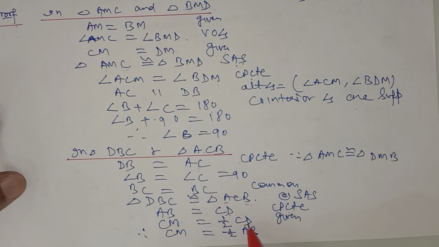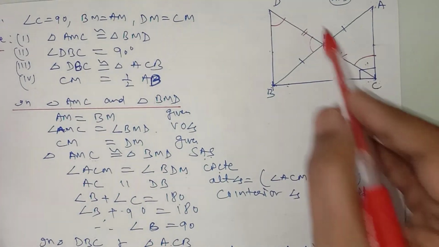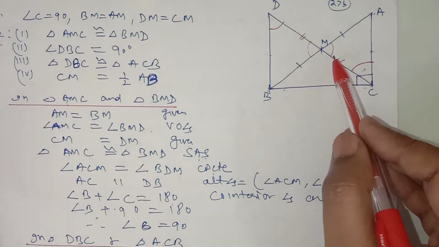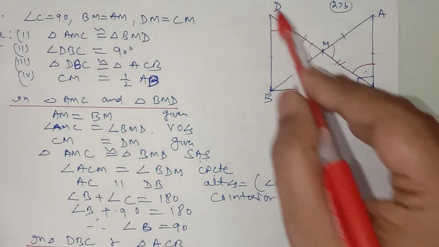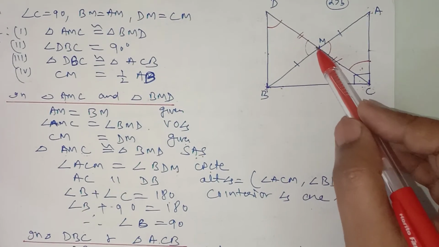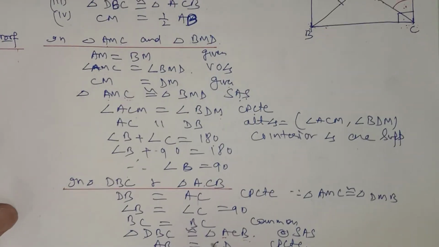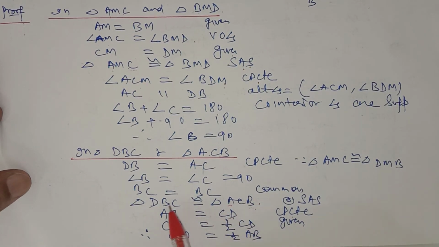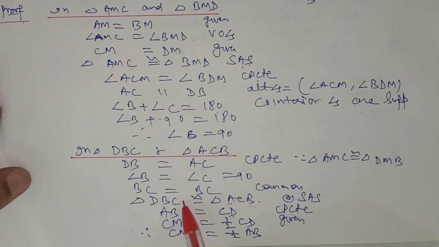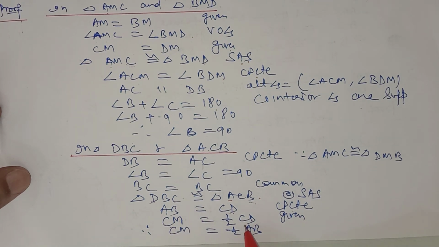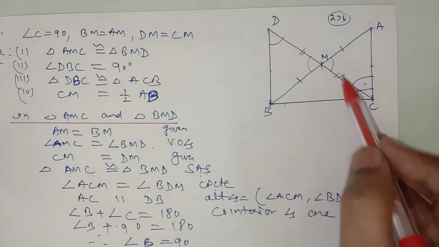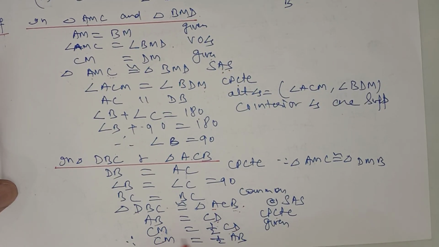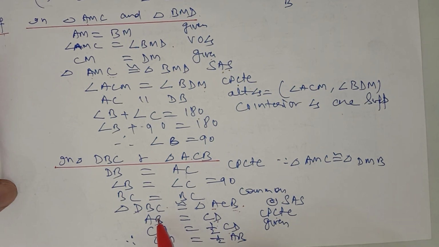Now CM is equal to half of CD. It is given that M is the midpoint of CD, so CM is half of CD. Now because CM is half of CD and CD is equal to AB, corresponding parts of the congruent triangles, we can say that CM is half of AB also.